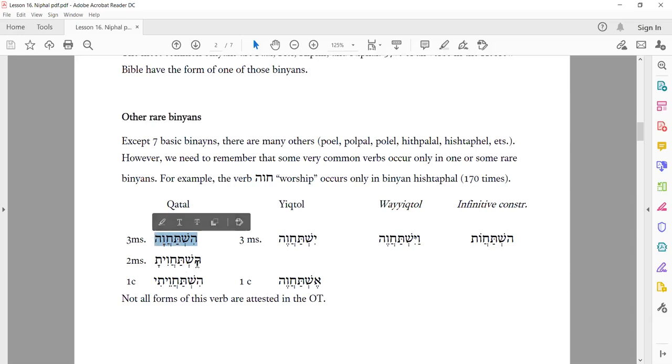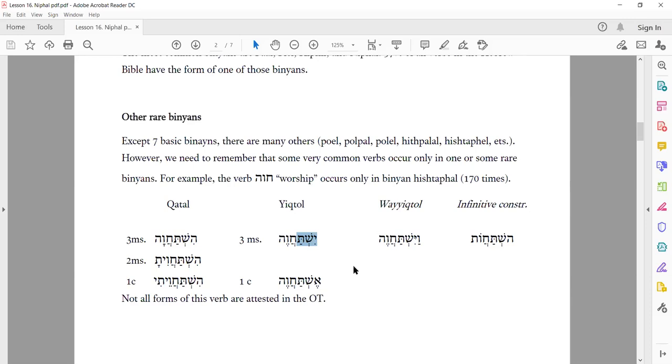The form of this verb is like this. For example, in katal, it would be hishtahava, or hishtahaviti, in yiktol yishtahave and eshtahave. There are some forms in vayiktol and infinitive construct. So these are the forms which are attested in the Hebrew Bible. And when you try to identify the root, it is just this, and everything else is just a prefix, a prefix of a binyan. So that is why this word causes some problems, especially for beginners.